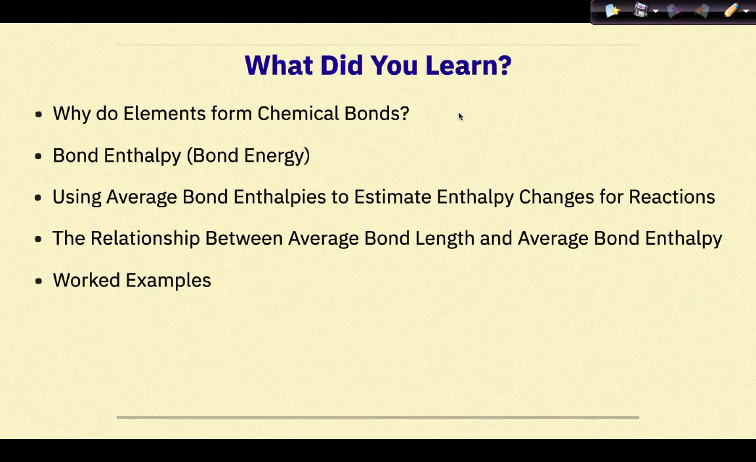So what did you learn in this tutorial? We talked about why elements form chemical bonds. We talked about the idea of bond enthalpy, otherwise known as bond energy, using average bond enthalpies to estimate enthalpy changes for reactions, the relationship between average bond length and average bond enthalpy, and finally we did some worked examples at the end.